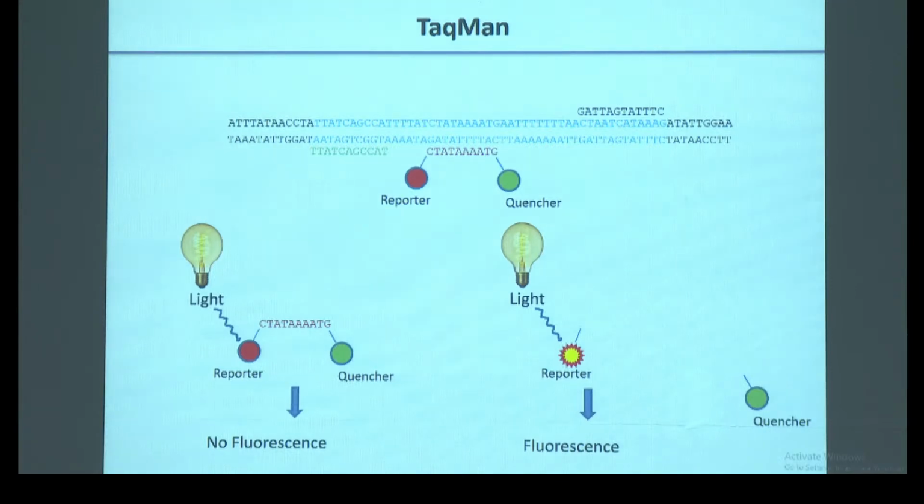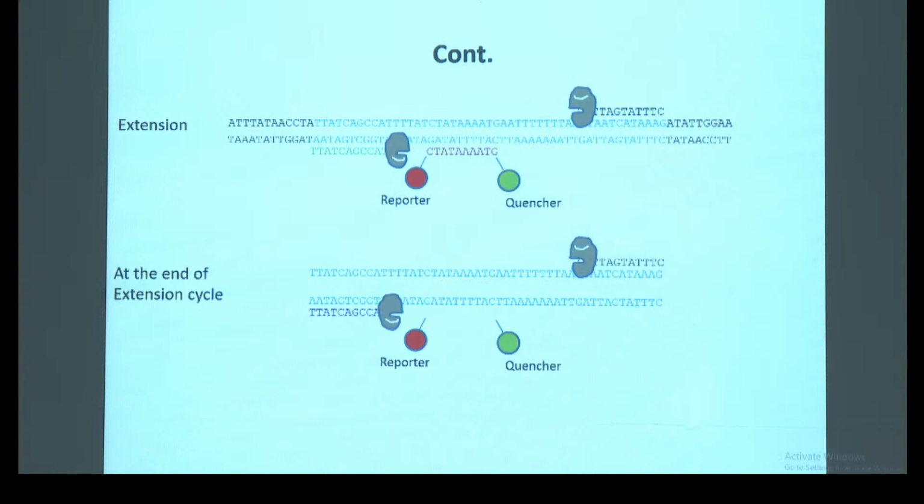So how can we separate it? If the probe goes and binds there, in the next cycle we can see, if our forward primer, reverse primer and probe bind there at the specific sequences, what happens in extension?